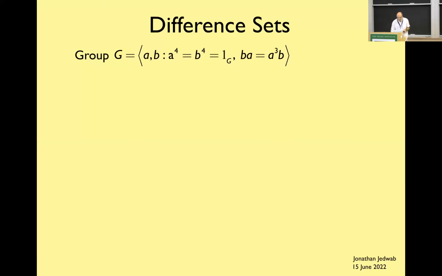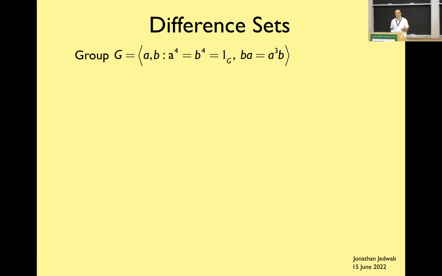Got it. Here is a group. It's got two generators, A and B. A to the fourth is B to the fourth is the identity, and it's not an abelian group because B times A is not A times B. In fact, some of you may recognize that as the semi-direct product of C4 with C4.